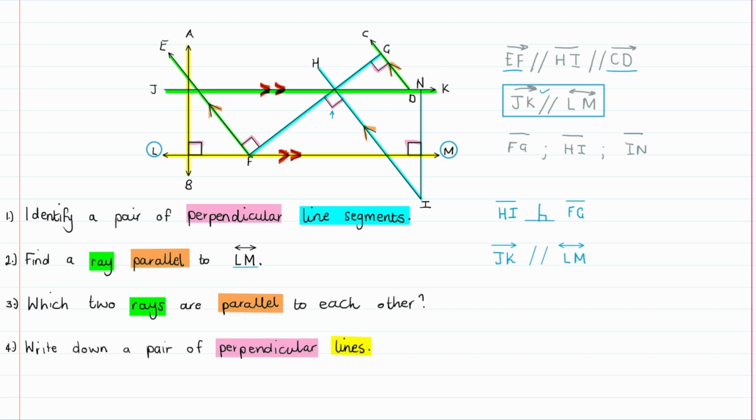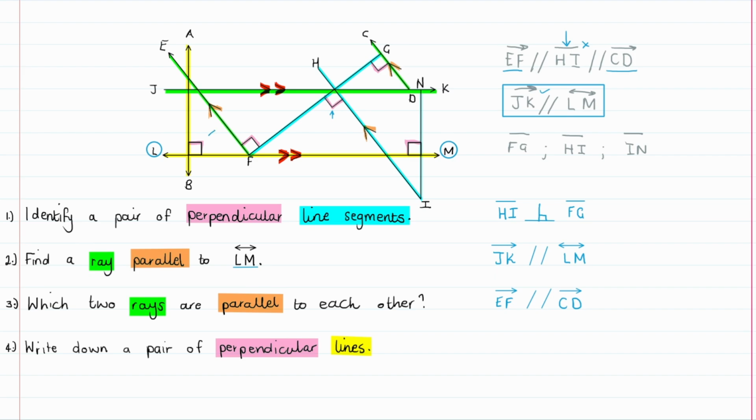Question 3 says which two rays are parallel to each other? Well, I know that EF is a ray, and that's parallel to HI and to CD. But HI is a line segment, so it can't be the answer, since the question is asking for two rays which are parallel to each other. So therefore, my answer is ray EF is parallel to ray CD.